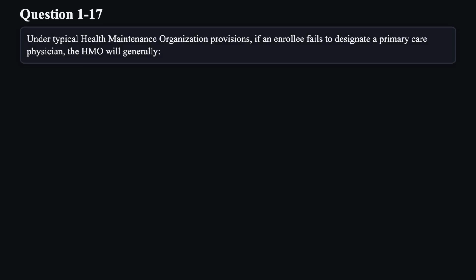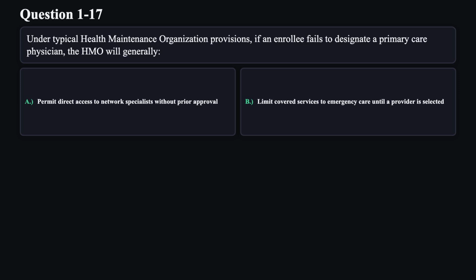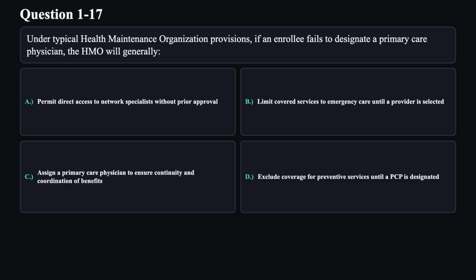Question 17. Under typical health maintenance organization provisions, if an enrollee fails to designate a primary care physician, the HMO will generally: A. Permit direct access to network specialists without prior approval. B. Limit covered services to emergency care until a provider is selected. C. Assign a primary care physician to ensure continuity and coordination of benefits. D. Exclude coverage for preventive services until a PCP is designated.